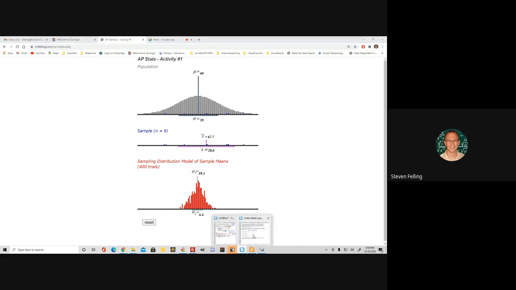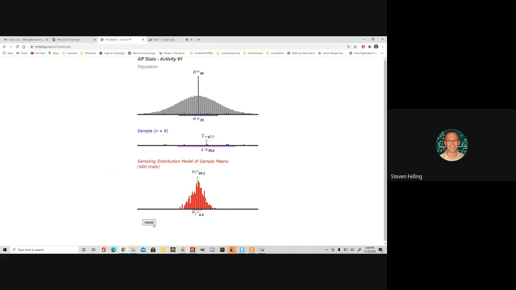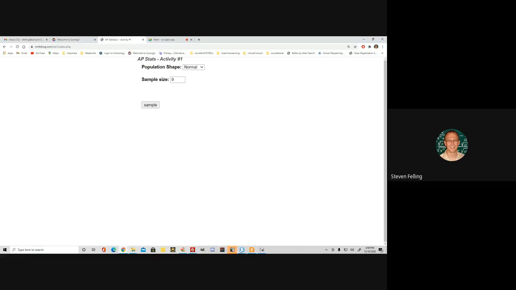On my sheet, and there's a place for you to do this in your required practice packet, I got that when n was 9, my population standard deviation was 20, but my standard deviation down here for the means was only 6.4. And then what you can do is reset and then set these other suggested values.